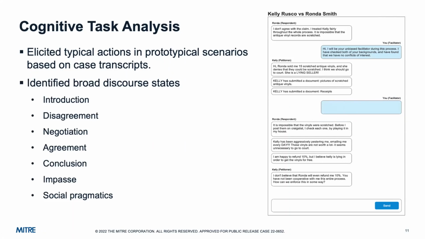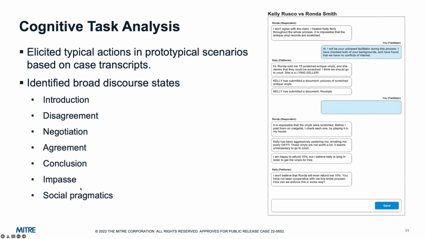At the end of this process, we, and by we, I really mean the HCE team, identified some broad categories of discourse states. These are coarse divisions of what state the overall negotiation is in, from the perspective of the facilitator. So there's introductory stuff, there's what happens when people disagree, there's the negotiation part, which is kind of horse trading, how they work out the final parts of the agreement, and what they do to finish the whole session.